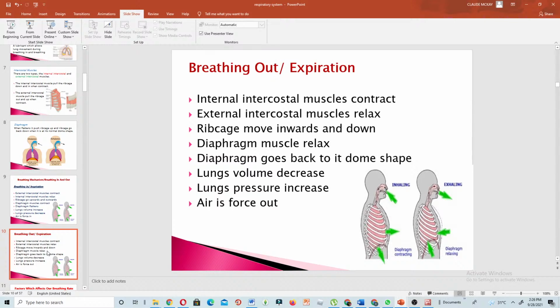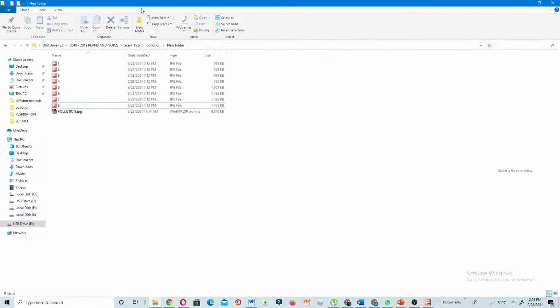The volume of the lungs decreases, because remember that air is being allowed to come out of the lungs, so the volume of the lungs is going to decrease. The pressure now needs to increase, because air is now being allowed to force out of the lungs. So the air pressure in the lungs needs to increase, so that the air can be forced out of the body as quickly as possible.